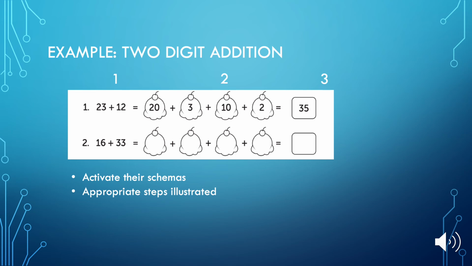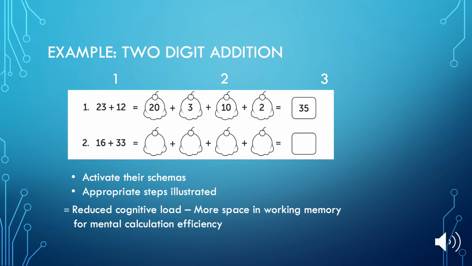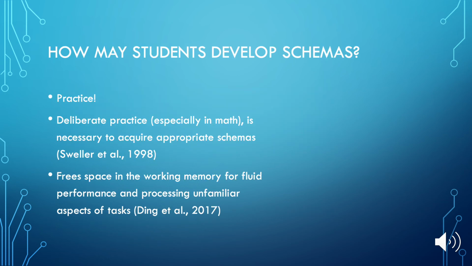Therefore, if the appropriate steps are taught initially, students are able to decrease the number of steps involved, free up space in their working memory, and generate a higher mental calculation efficiency. This process reduces the number of elements of information that a learner needs to process, making them more likely to develop the appropriate schemas. So how else can you facilitate the development of schemas?